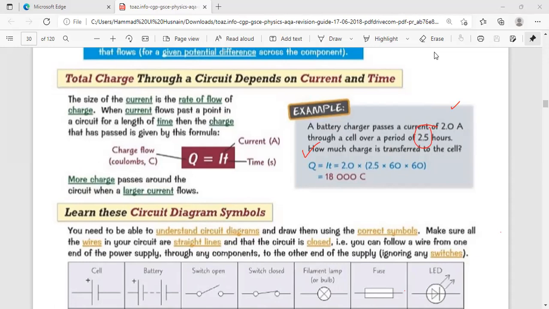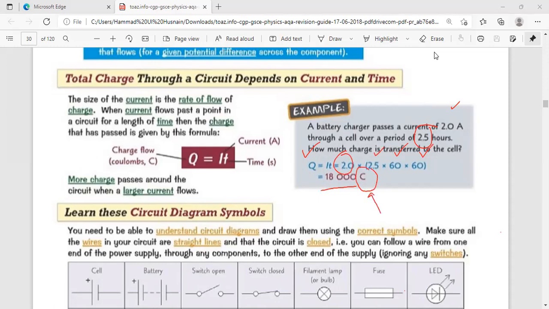How? In 1 hour we have 60 minutes, and in 1 minute we have 60 seconds. So in 2.5 hours we multiply by 60 minutes, and then we further multiply by 60 seconds, because 1 minute has 60 seconds. And we multiplied it by 2, which is the current given. So we will get 18,000, and at the end we have a C written over here.